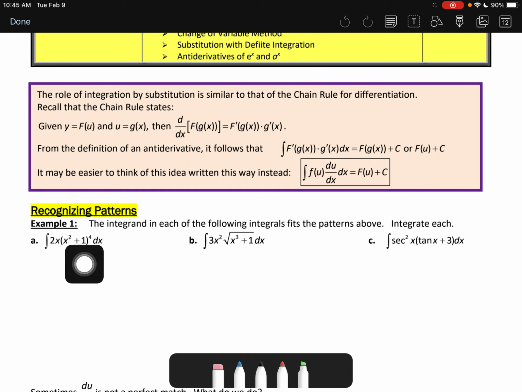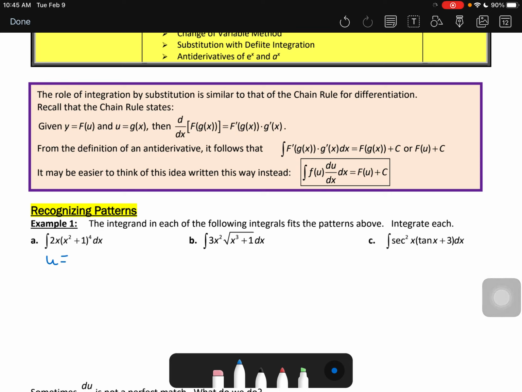If you have a product of two things, that's a typical giveaway. If it's not easy to simplify, like here we could expand this to the fourth power, but that's going to take a lot of tedious work. So what we want to do is recognize some things in here and say, well, this part of it is an x squared and this part of it's 2x. So this is how we do our U substitution.